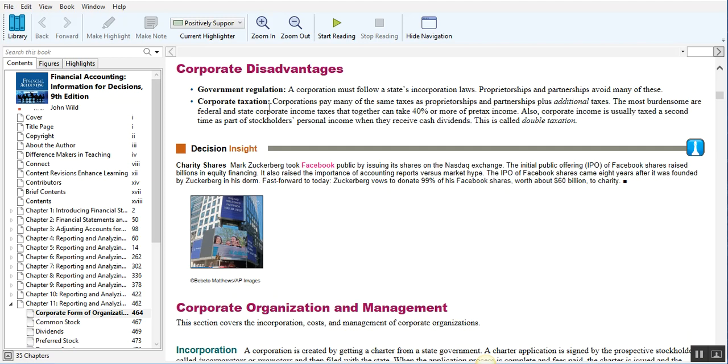Two disadvantages that they identify here. One is government regulation. A corporation is bound by the state's requirements for incorporation, which means you will likely have to complete a charter application and include some legal documents that an attorney will need to provide you, something like articles of incorporation, to file with the state. Those documents will cost you some additional money. A proprietorship doesn't have to file those.